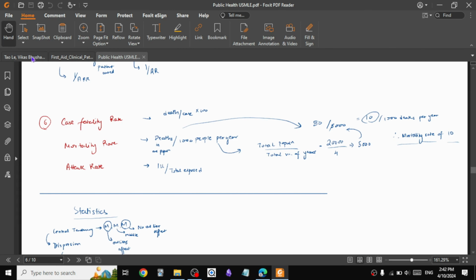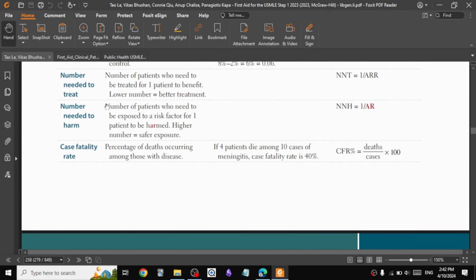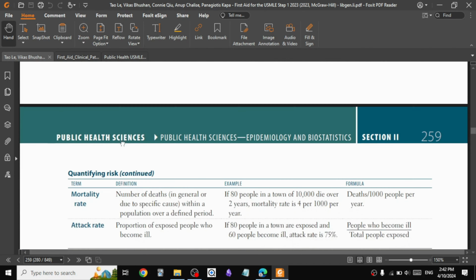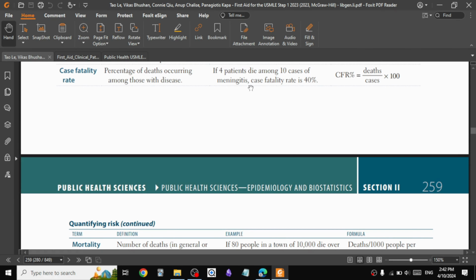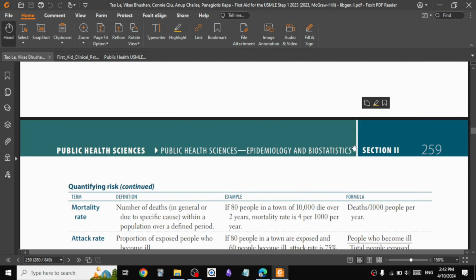Now, next thing, and we discussed most of these. Now, these fall into a different category of population and population maintenance and stuff. Okay, what is case fatality rate? As it says, fatality, mortality, more or less the same thing. Okay, percentage of deaths occurring among those with the disease. So deaths divided by cases. It should make sense. Okay, so if 4 patients died in 10 cases, you have this.